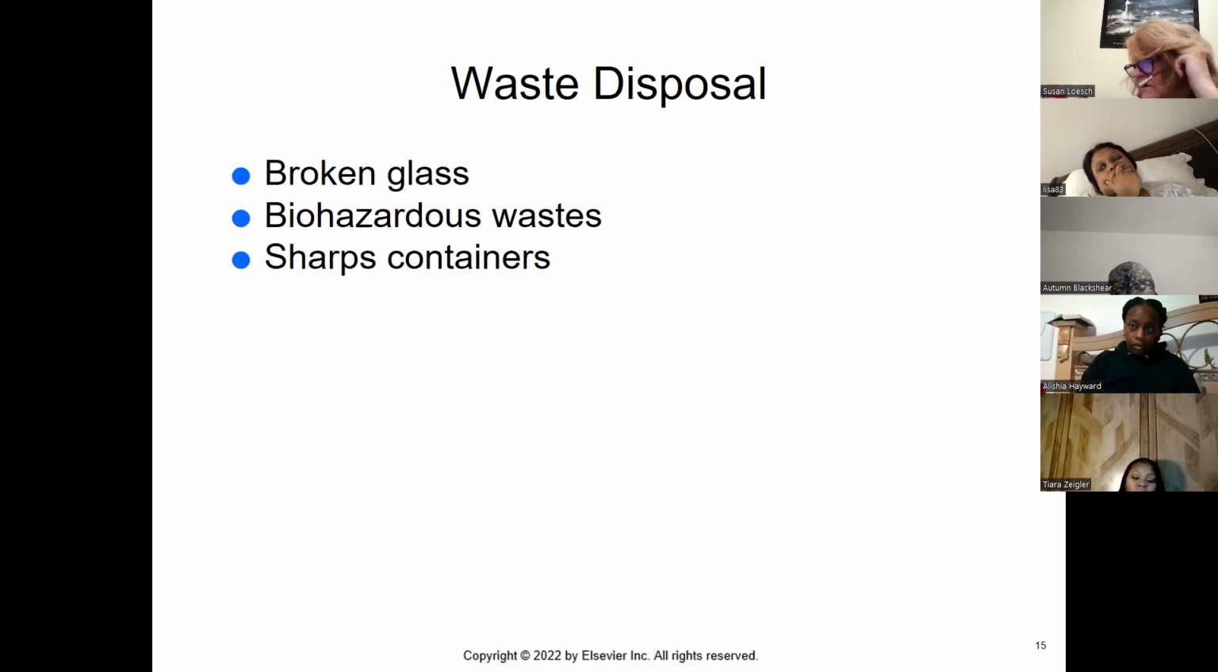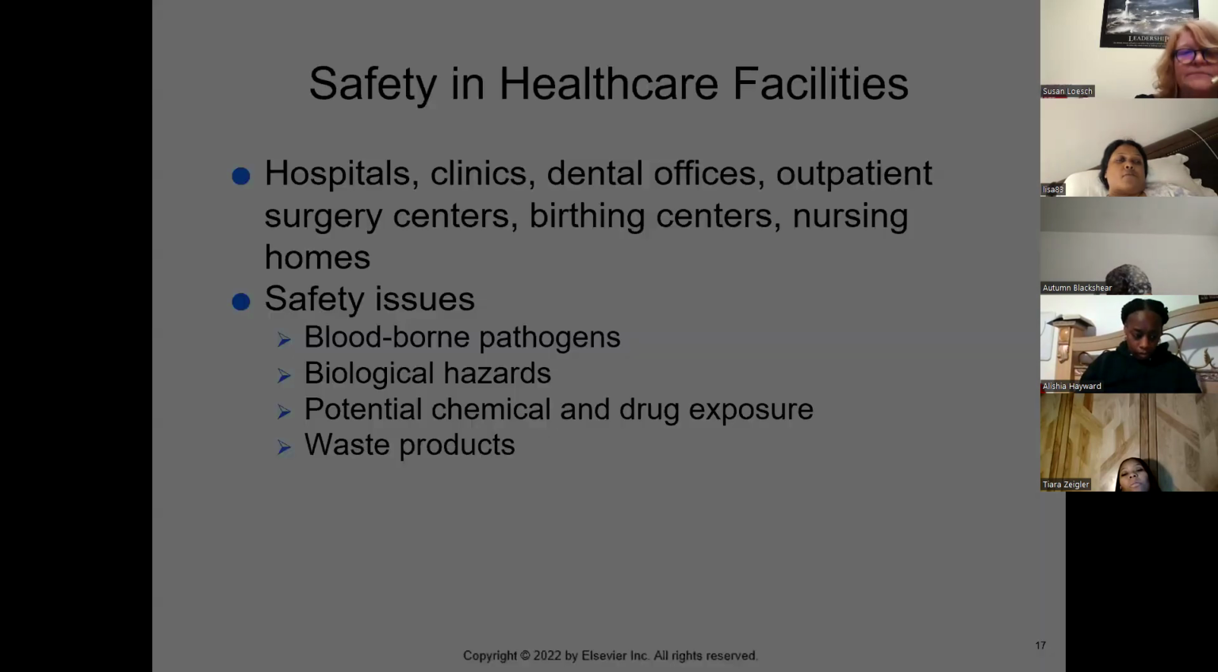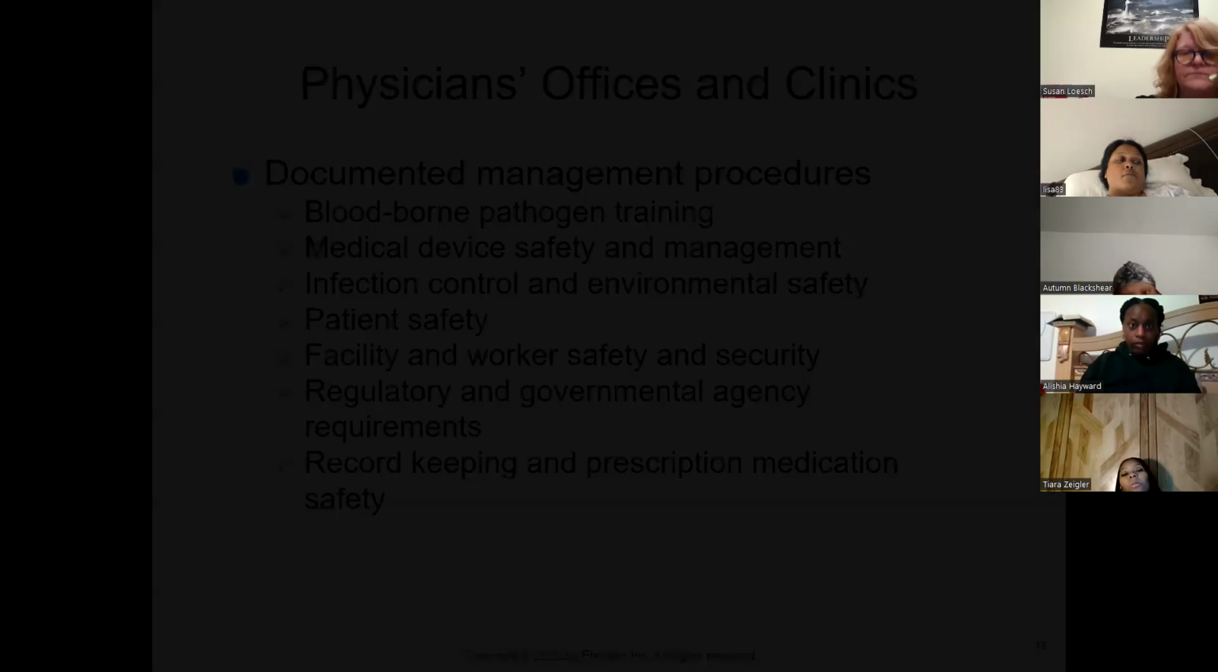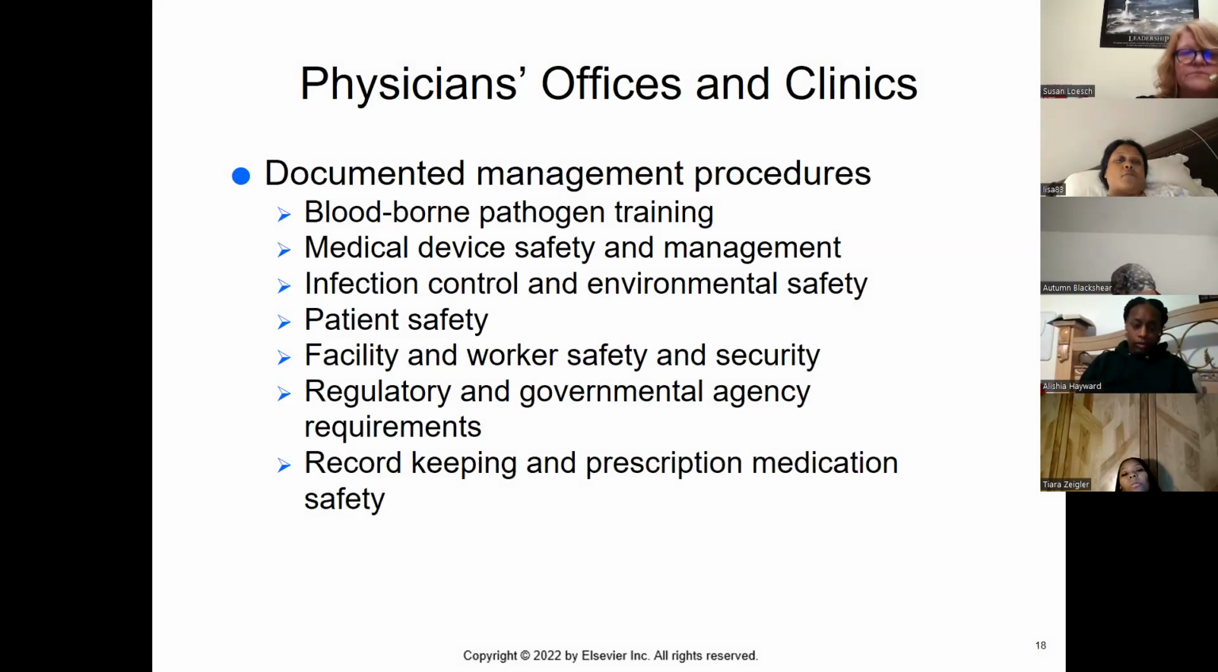Hepatitis A, you'll notice, wasn't on the list for common in the healthcare setting because usually people get that from restaurants and daycare centers. And then broken glass, biohazard waste, sharps containers, your needles. Everything else, drugs don't go in there, okay? You go in with your other hazardous waste disposal. We talked about this already. Make sure that if you do get stuck, you document it, you notify your supervisor right away, and then you can come for treatment for it.